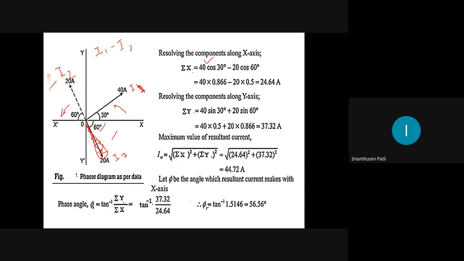Now if you move like this in the downward direction, cos 60, but it is falling on the minus x-axis. Minus, that's why it is minus here. So you will get 24.64, this one.